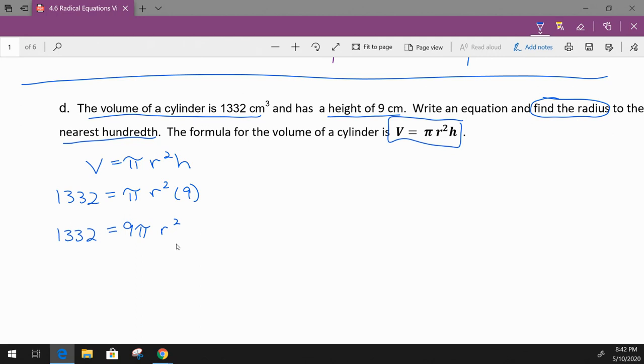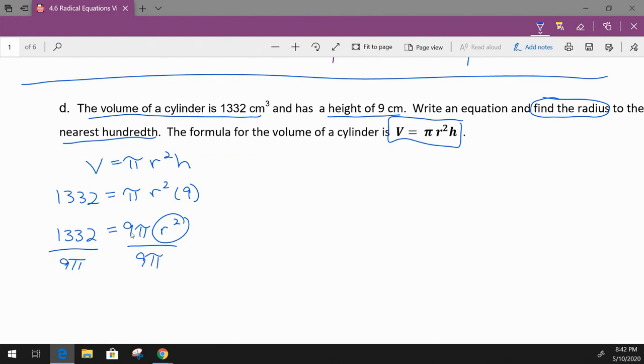Then I, again, want to solve for the radius. That is our goal, is to solve for the radius. So we need to isolate the r squared. To isolate the r squared, we're going to divide both sides by 9 pi.